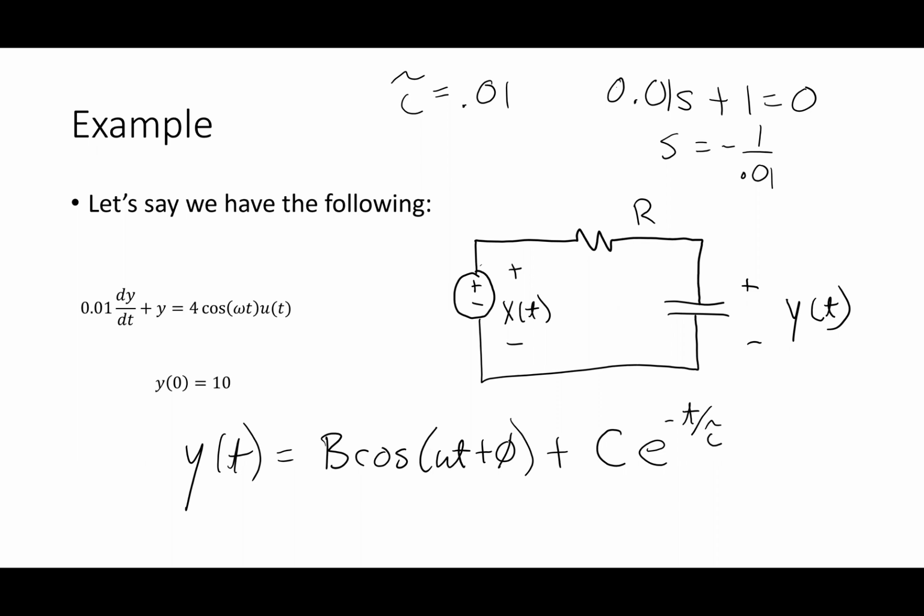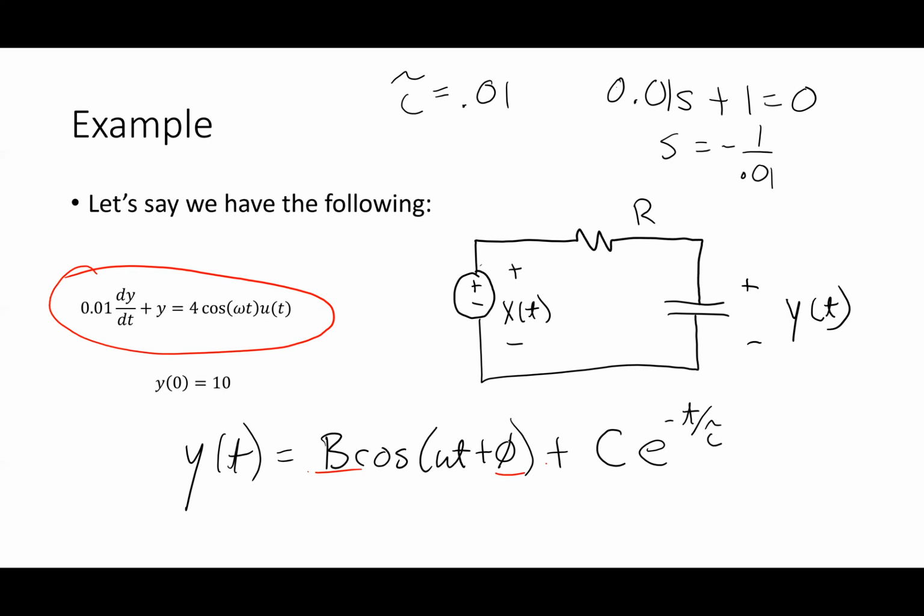So this was the problem here. I'm given this right there, and I've written out the form of the total solution. Now you should know this. If I have a cosine as my input, the steady state solution is going to be a cosine, except we don't know the amplitude of the cosine and we don't know its angle.